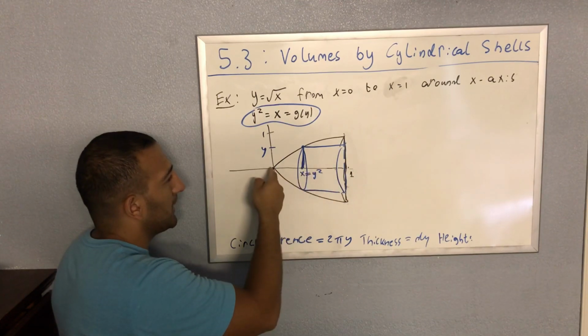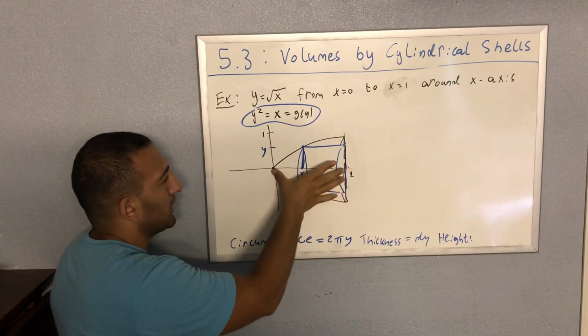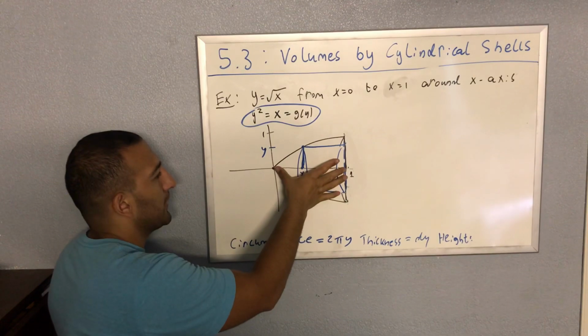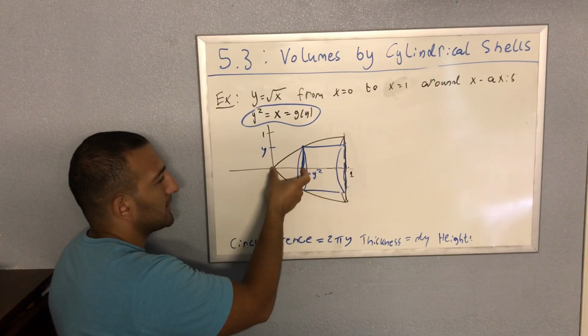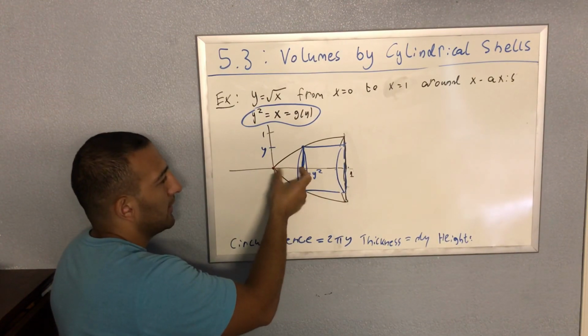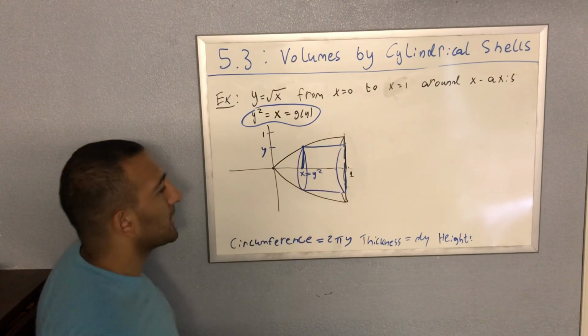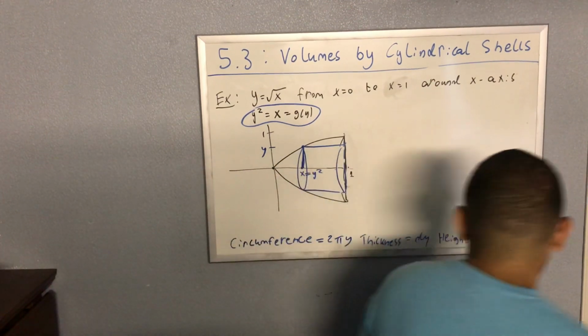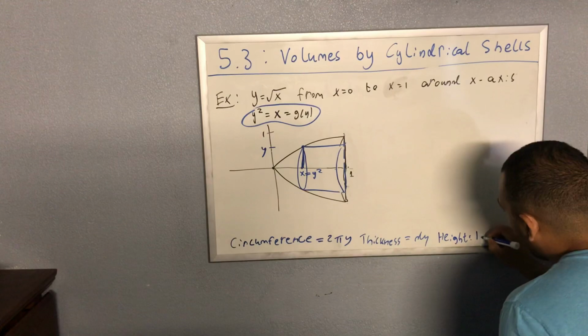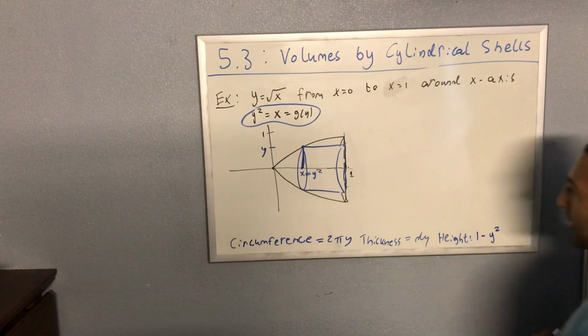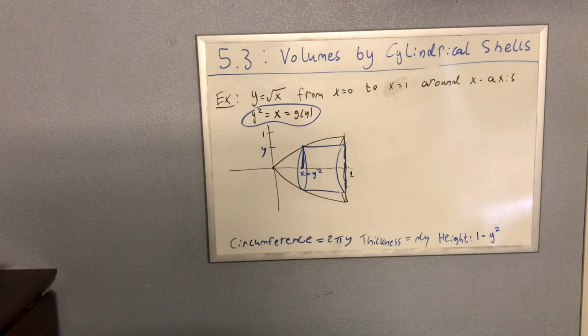But we know from here all the way to here is 1, so this big distance is 1. If we subtract the distance that we found from it, we will know the intermediate distance. So the height is actually 1 minus y squared. And now we have everything we need.